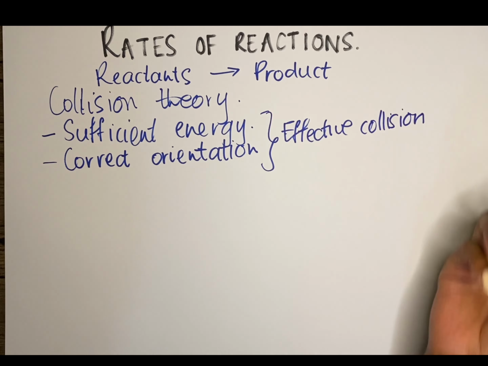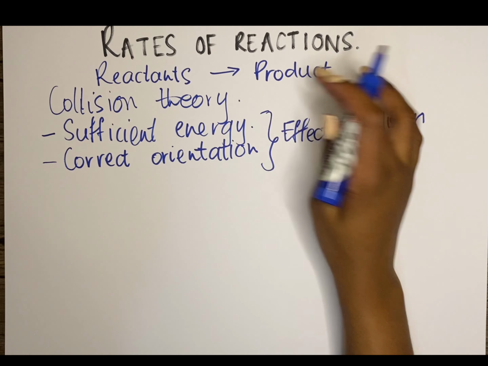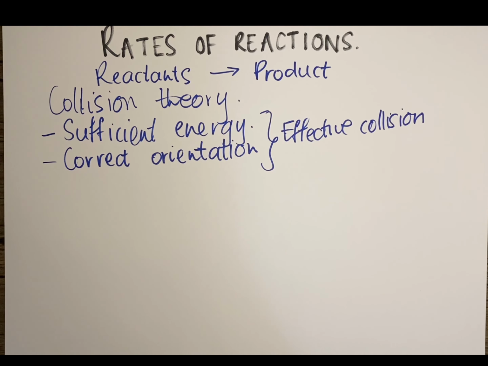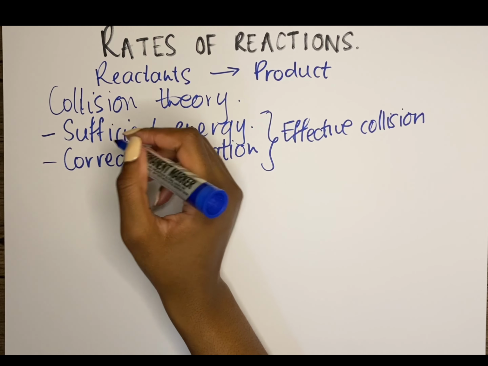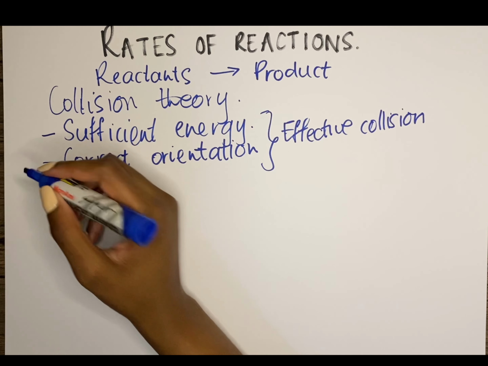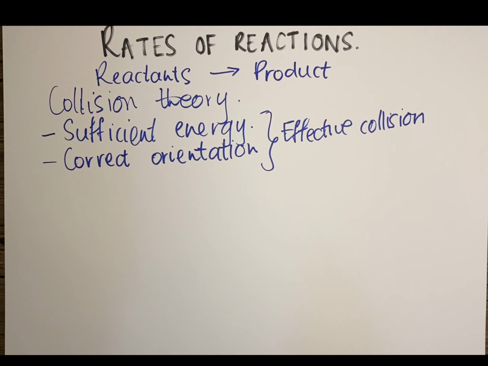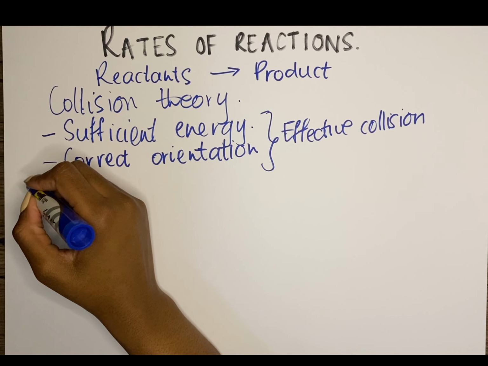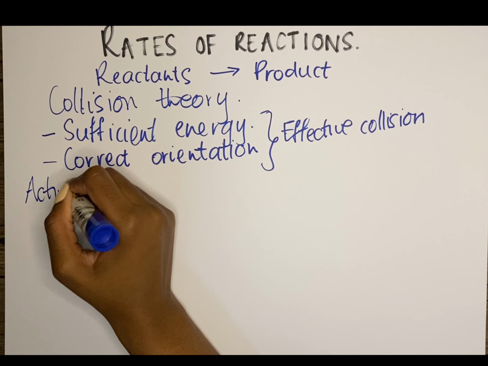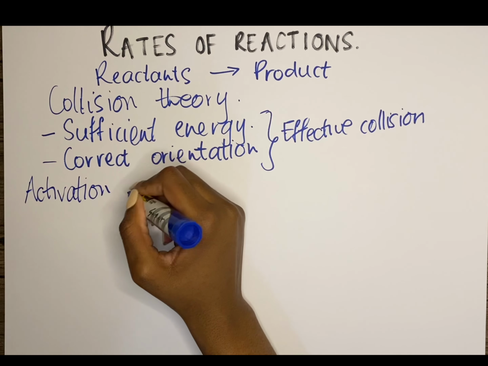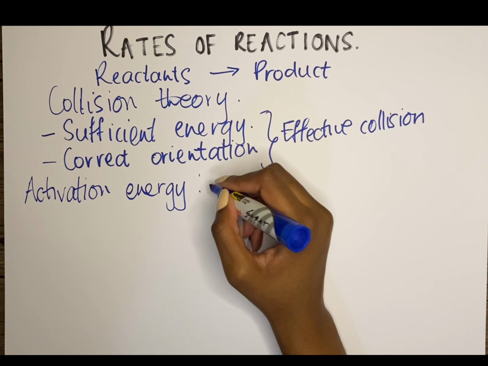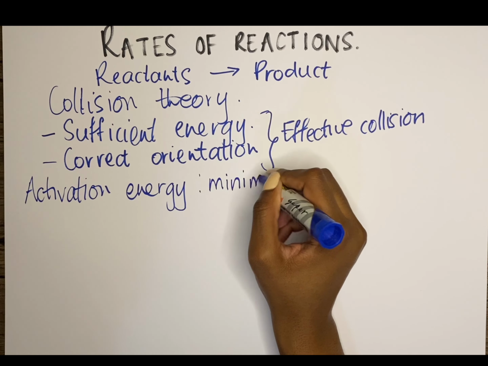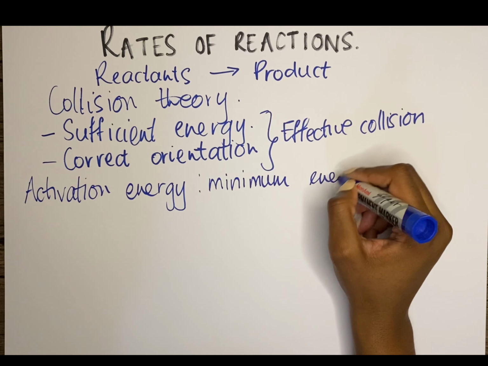So when an effective collision occurs, then a product is going to be formed, right? When a reaction is occurring, the substances that are reacting must have a certain minimum energy in order for the reaction to occur, right? It's called activation energy, which is the minimum energy required for a reaction to occur.